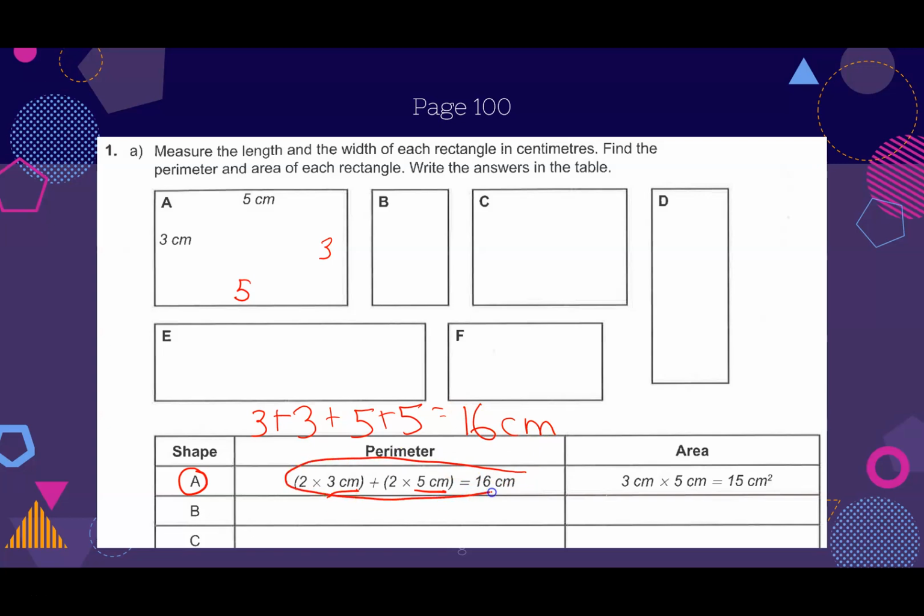This is another way of writing that same equation. We know our area is the length times the width. 3 centimeters times 5 centimeters is 15 centimeters squared.